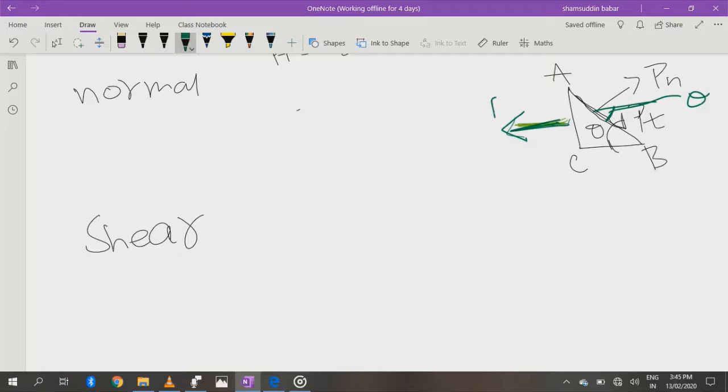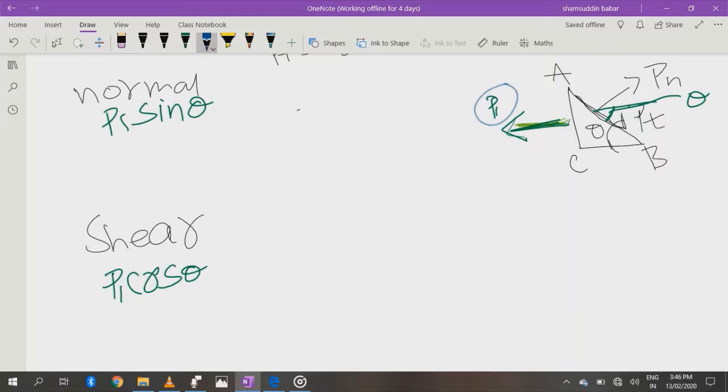Wait a second, it's P1, I have already mentioned that it is P1. So my P1 will be P1 cos theta in shear, and with theta and normal, P1 sin theta. Now this first force P1, I am making the direction of this P1 as positive, and the other sides will be negative.